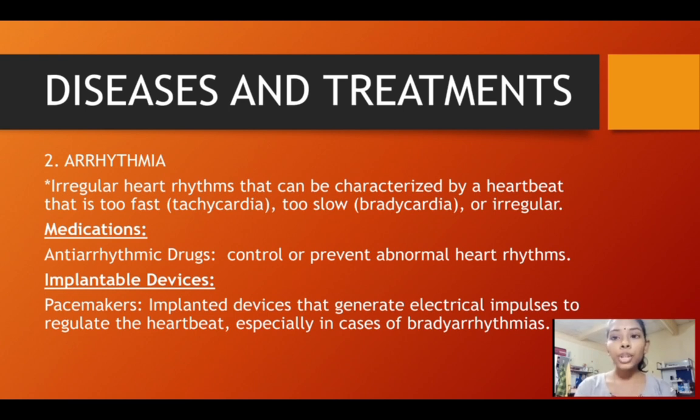To treat this condition, antiarrhythmic medications may be prescribed to help regulate the heart rhythm. These medications can include beta blockers, calcium channel blockers, sodium channel blockers, and others. Also, devices such as pacemakers or implantable cardioverter defibrillators, also known as ICDs, may be implanted to help regulate heart rhythm, especially in cases of bradyarrhythmia.